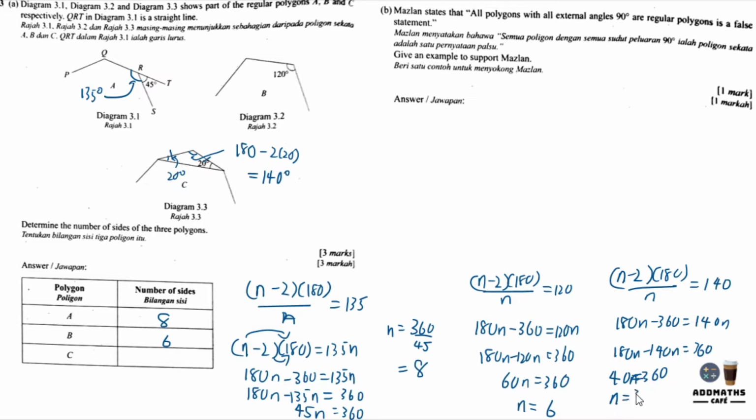And n will be 360 divided by 40, and you will get 9. So the last one will be 9. Alright, so you will get 3 marks with this way.